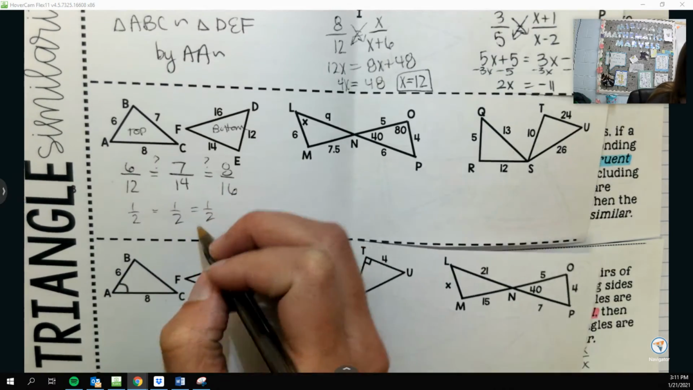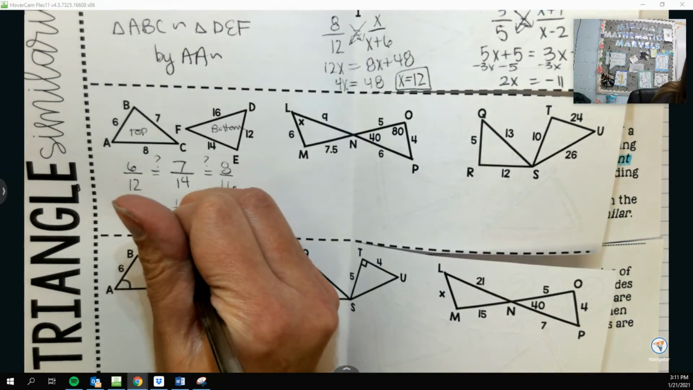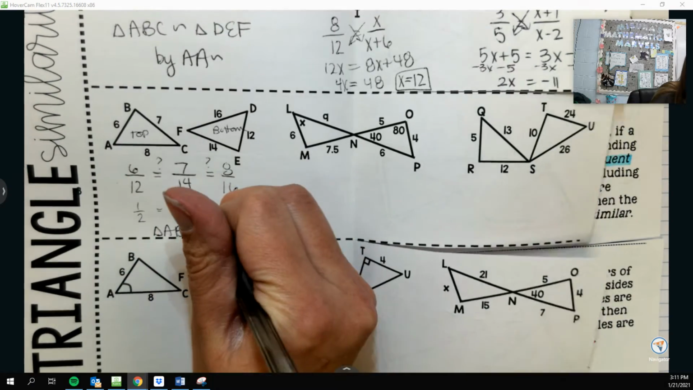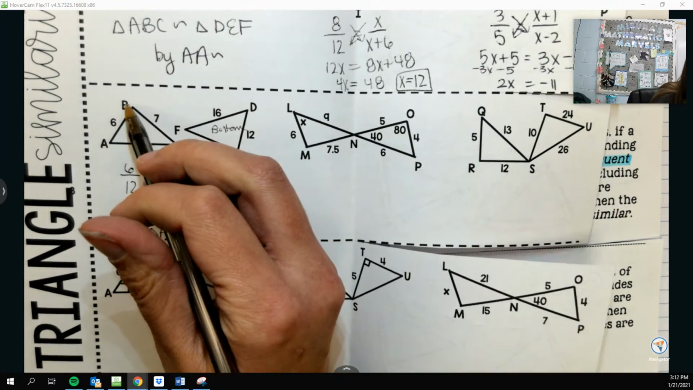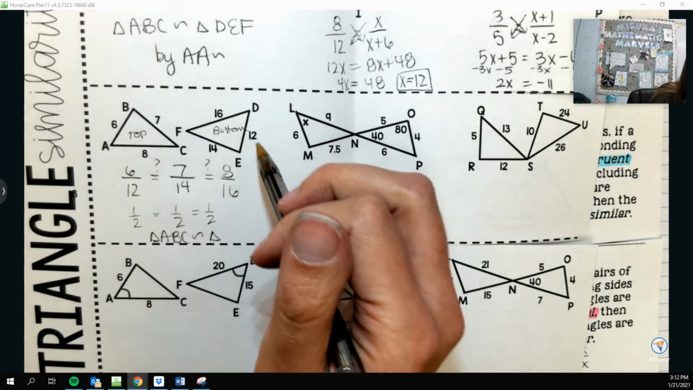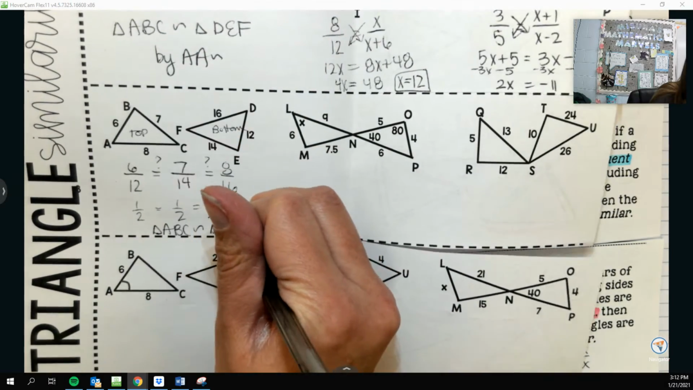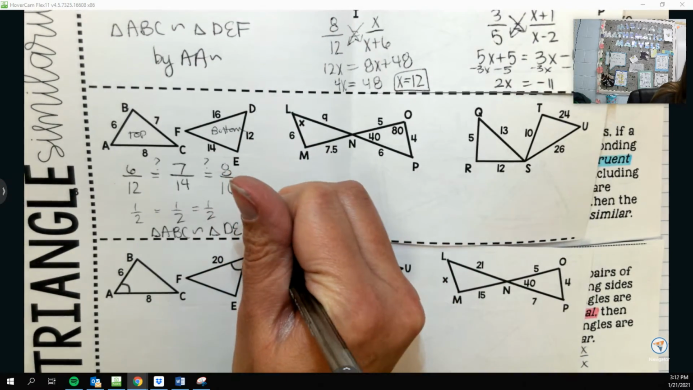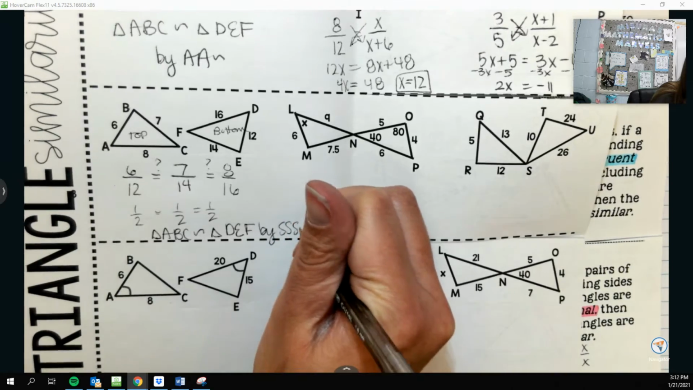And so we could say that triangle ABC is similar to triangle DEF, by side, side, side similarity.